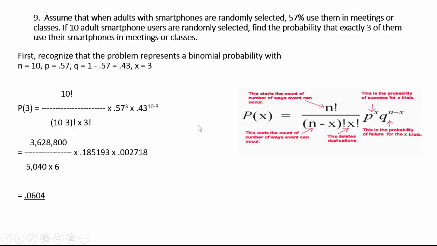Just take your time, make sure you know what these factorials are and how to do it. Hopefully you have this button on your calculator. If not, you're going to have to do 10 times 9 times 8 times 7 times 6 times 5 times 4 times 3 times 2 times 1 if you want, but it's not going to do any good. Anyway, that's going to come out to this value, just so you know what a factorial is. Okay, anyway, that's it for this.